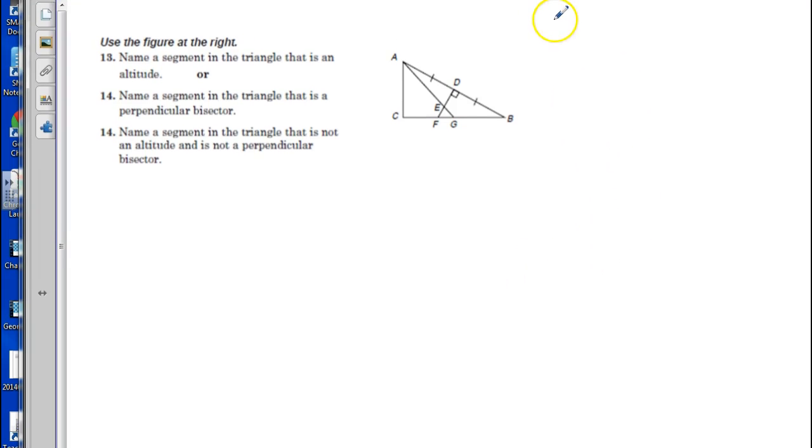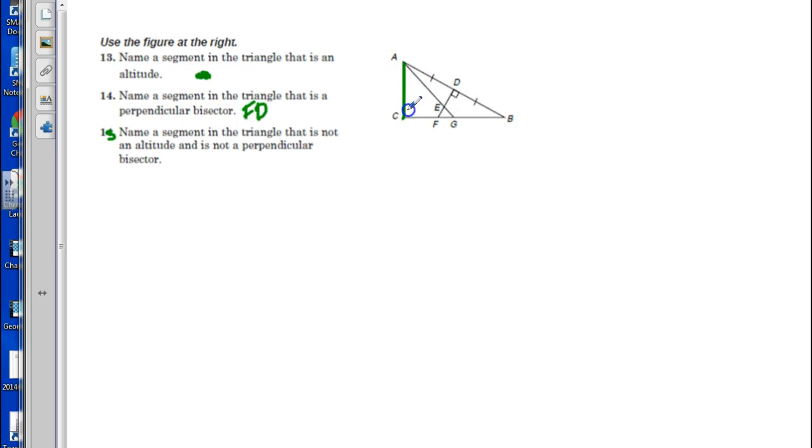We'll see. All right, so let's try 13, 14, and 15. Name the segment in the triangle that is an altitude. And then we are also going to name the segment that is a perpendicular bisector. So a segment that is an altitude and a segment that's a perpendicular bisector. All right, so perpendicular bisector, I see that is segment FD. I do not see a segment that is an altitude.